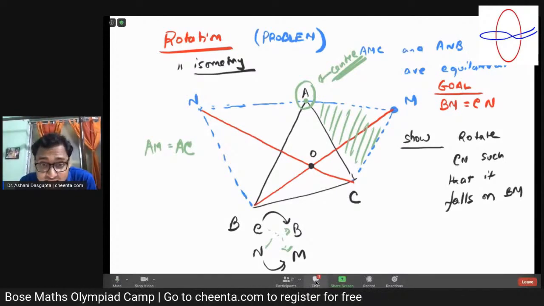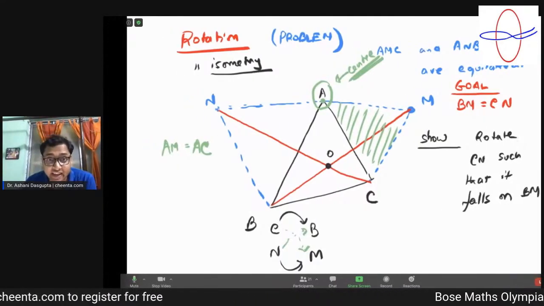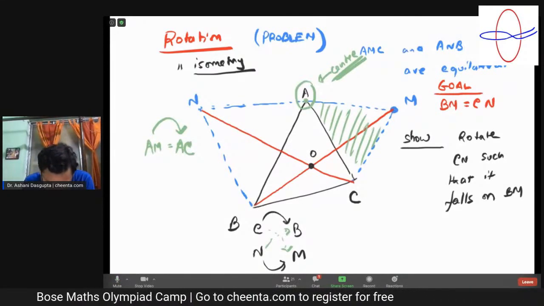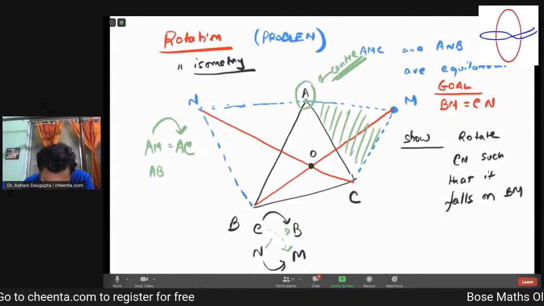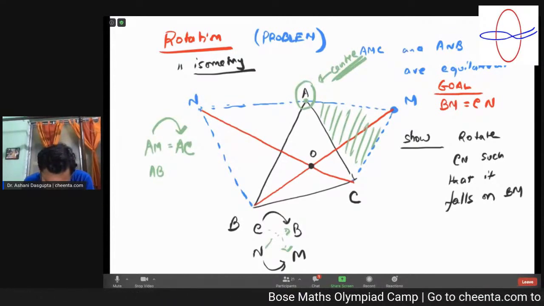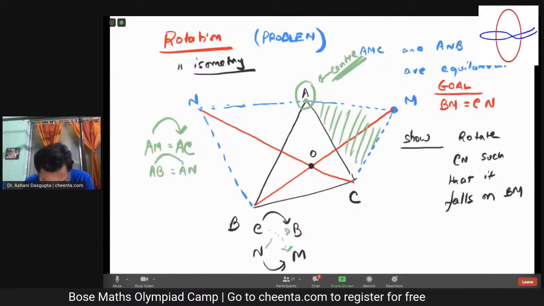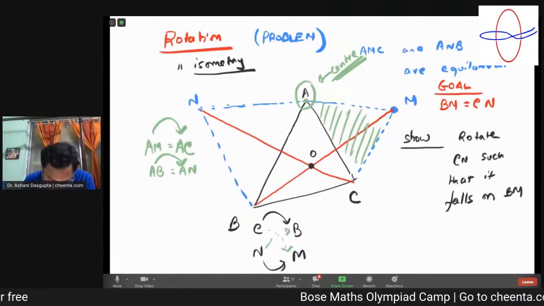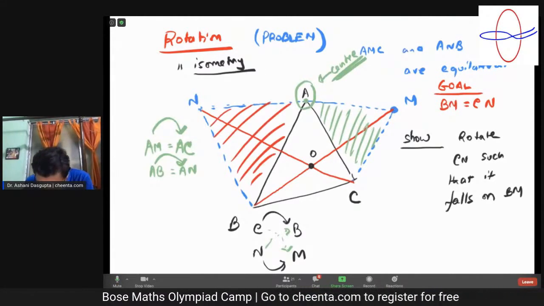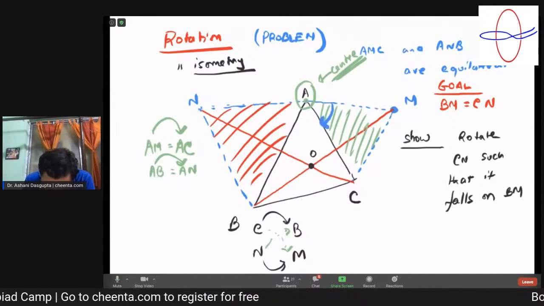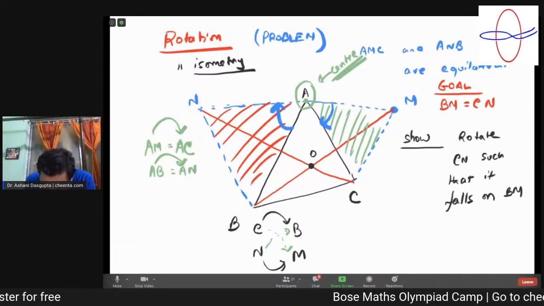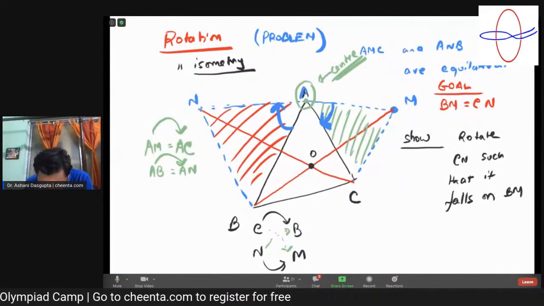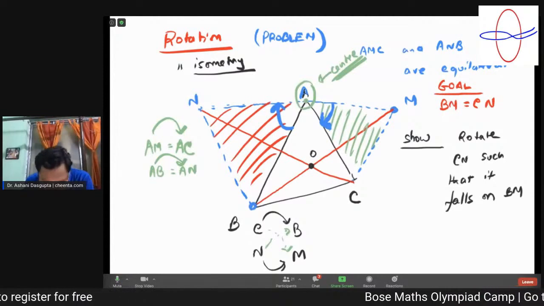Yes, sir, AC. AM will fall on AC. Great, that's true. Where will AB fall? AN. Excellent, AB will also fall on AN. So what is the angle of rotation then? 60 degrees, because it's an equilateral triangle. Very good. Do all of you see it? About A, you have to turn by 60 degrees, and AB will fall on AN.